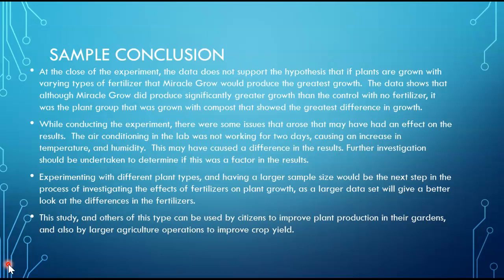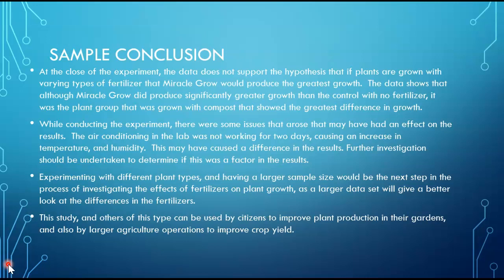So it says at the close of the experiment, the data does not support the hypothesis that if plants are grown with varying types of fertilizer, Miracle-Gro could produce the greatest growth. The data shows that although Miracle-Gro did produce significantly greater growth than the control with no fertilizer, it was the plant group that was grown with compost that showed the greatest difference in growth. That is a conclusion. So make sure that you include those points when you conclude.